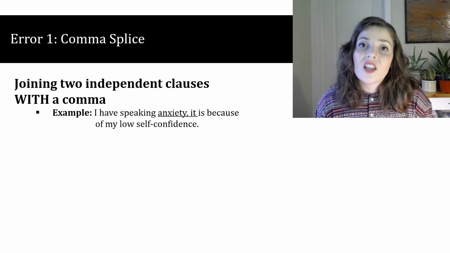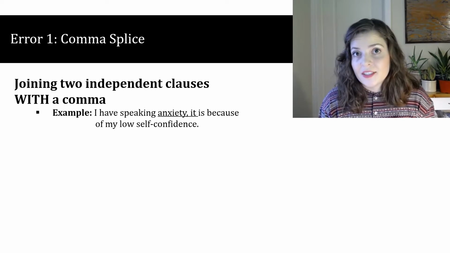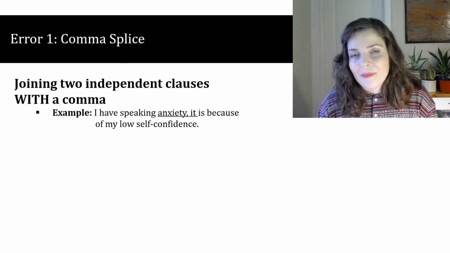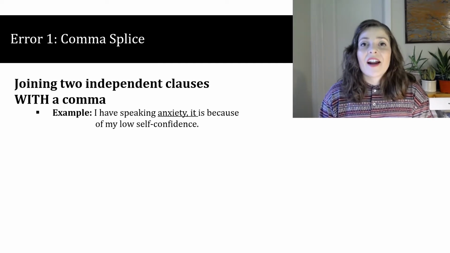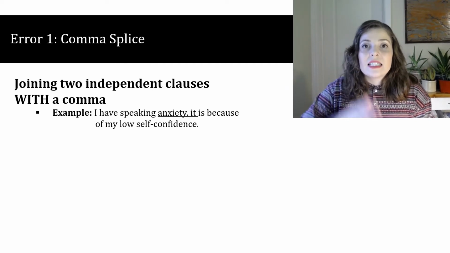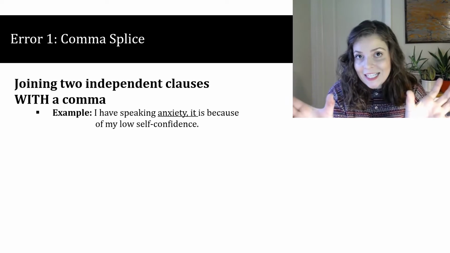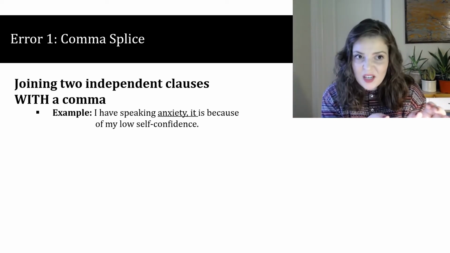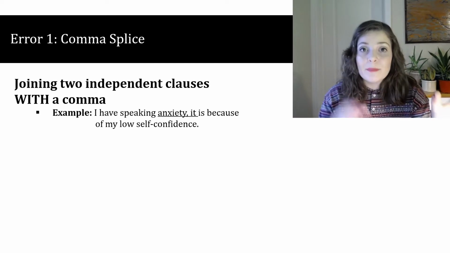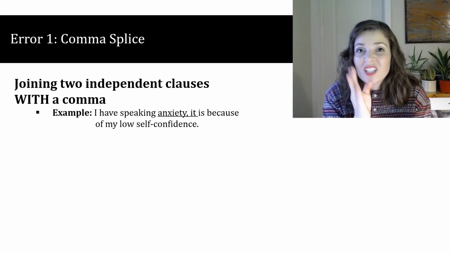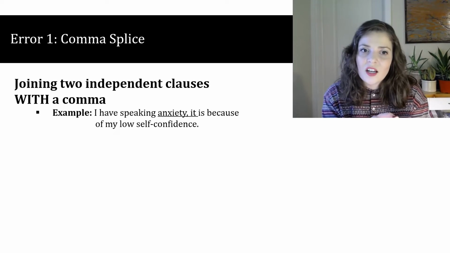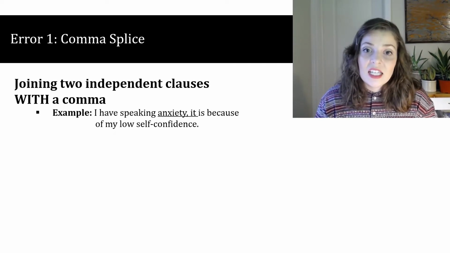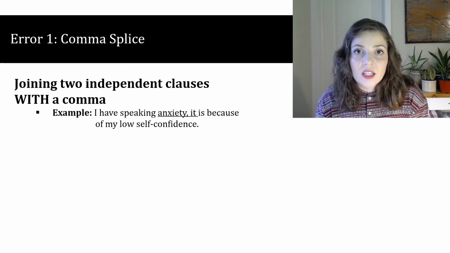With regard to our clauses, there are 3 errors that we can make in our sentences. The first and one of the most common is a comma splice. And a comma splice is when you're splicing two sentences together that could stand alone with just a comma. So you're connecting two independent clauses with just a comma, and that comma isn't strong enough. For example, I have speaking anxiety, comma. It is because of my low self-confidence.